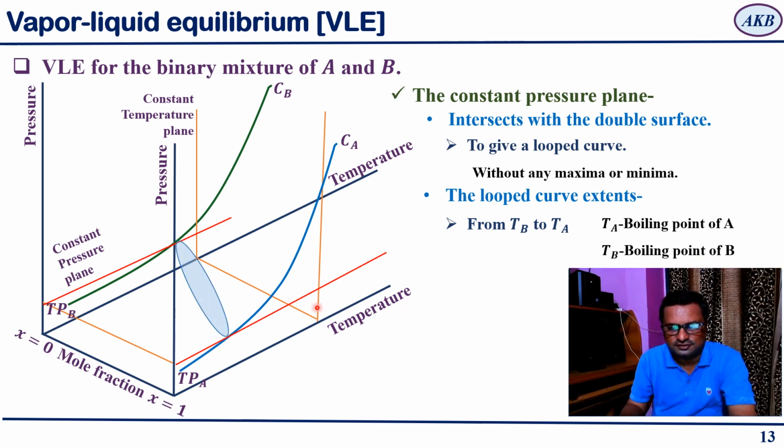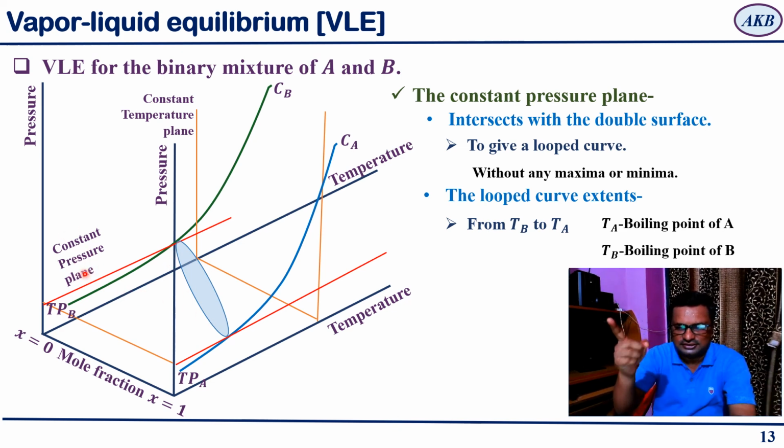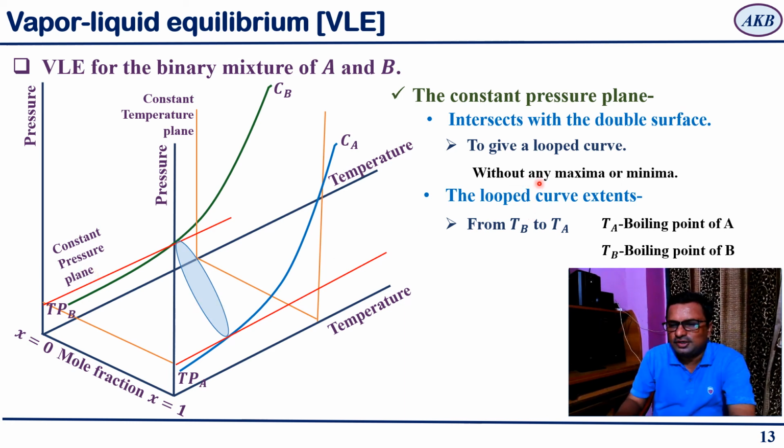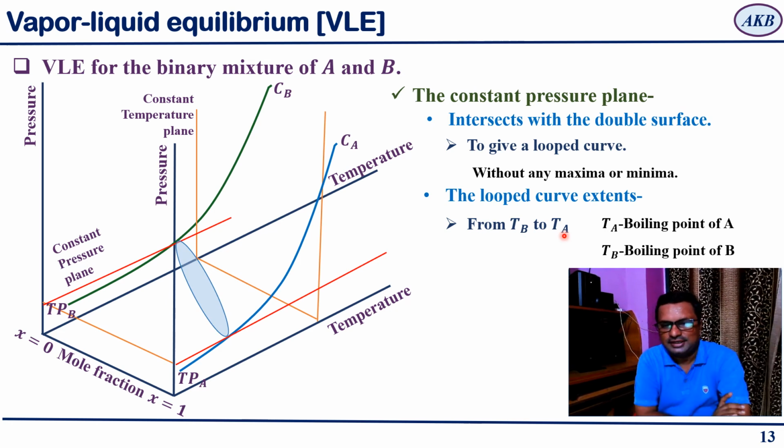Now I will show you the loop curve. This is the loop curve. This loop curve is obtained through intersection of the constant pressure plane with the double surface. And what is the significance of this loop curve? This loop curve does not have any maxima or minima, and it is extending from the boiling point of pure B to the boiling point of pure A.